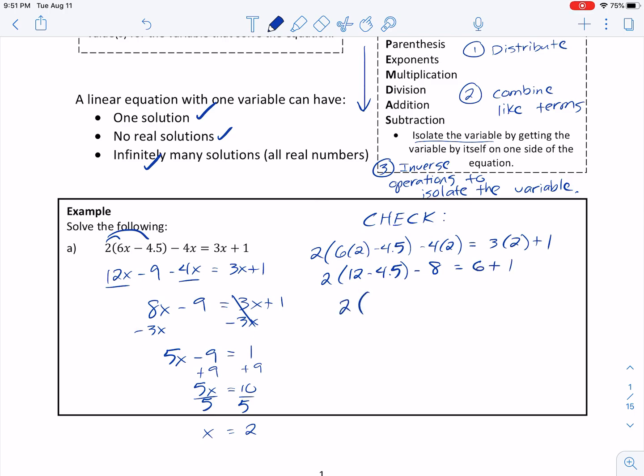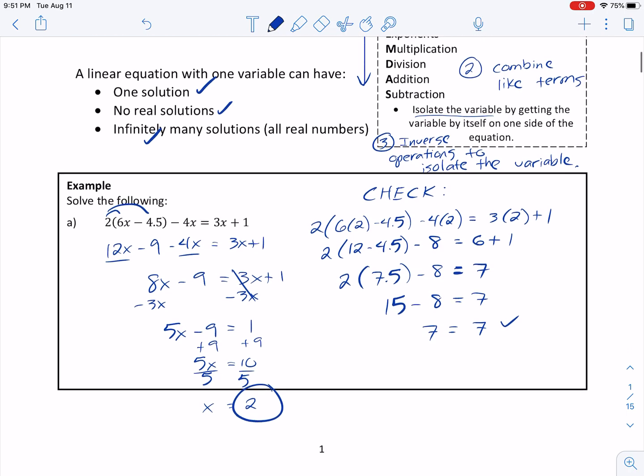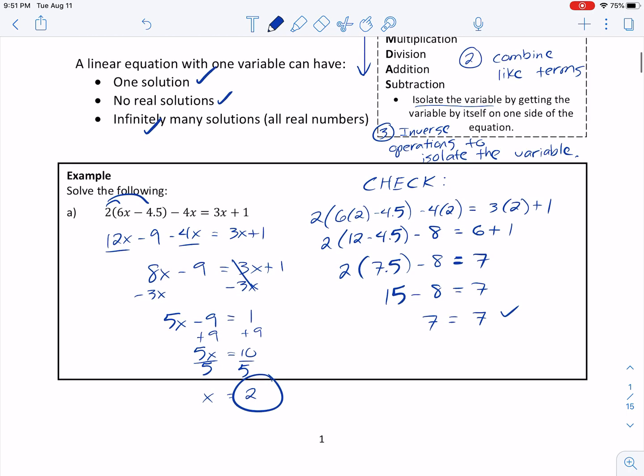We get 2 times 7.5 would get us 12 minus 8. 7.5 doubled is 15, and this checks out. We get 7 equals 7. Great. Okay, so if you have time, always check your work. This was a linear equation, an example where you have one solution. Let's try 2 more, and then we'll let you practice some on your own. Go ahead and flip this over.